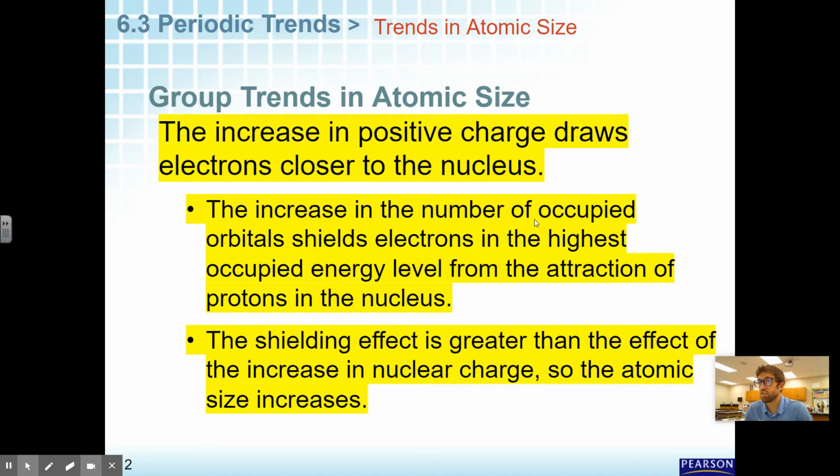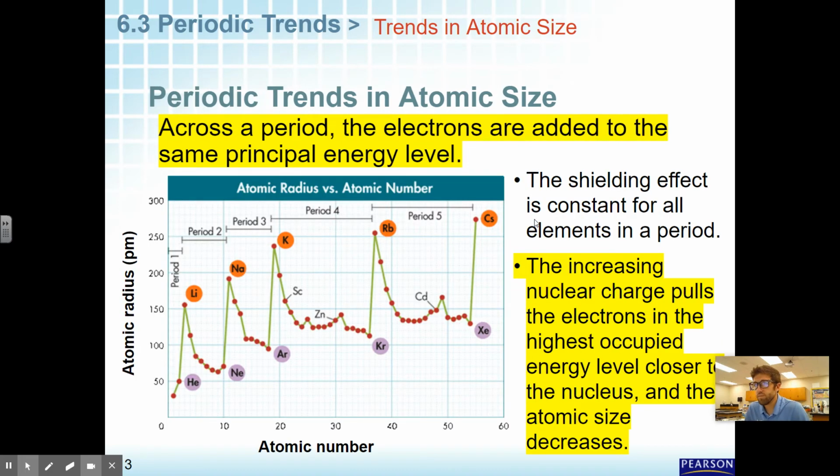If you're going to go see somebody in concert, you'd much rather be in the front row rather than the back row. And the last thing, I've already read this, but the shielding effect is greater than the effect of the increase in nuclear charge. Nuclear charge means the charge of the nucleus, which we know only contains protons and neutrons. So the atomic size increases. If you go across the period, though, that's because that was from top to bottom. Across the period, though, the electrons are added to the same principal energy level. Maybe I'll turn the slide back on.